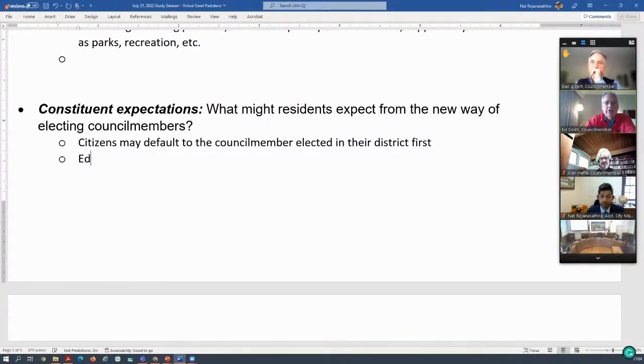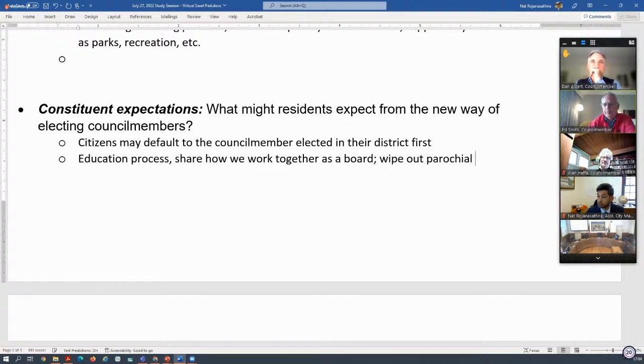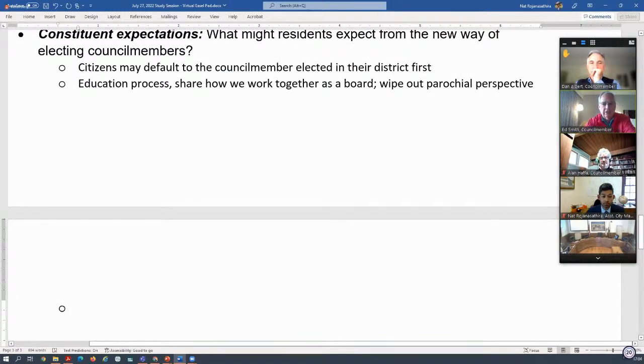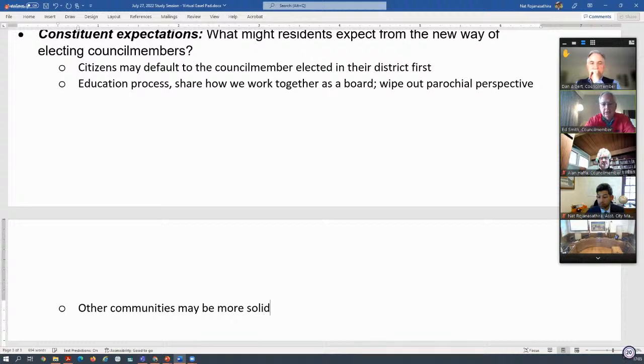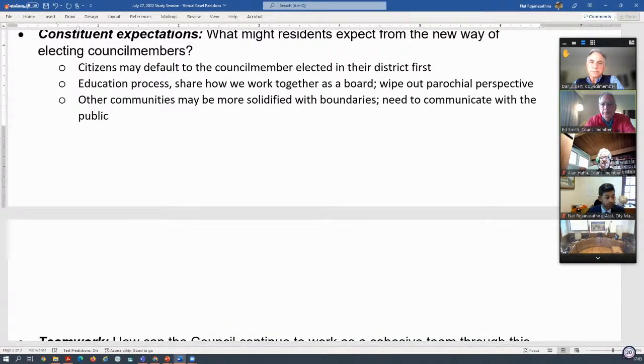to share our understanding of how we work together as a board, and wipe out the parochial division that may occur from a residence perspective, because many other communities are very solidified in terms of hard and fast borders and the way they operate and the way they have their budgets, especially if you get a new resident that comes in. So I think with time and education, this will improve the community's expectations and understanding of how districting operates. Just my inclination, I think it will take a little bit of time.